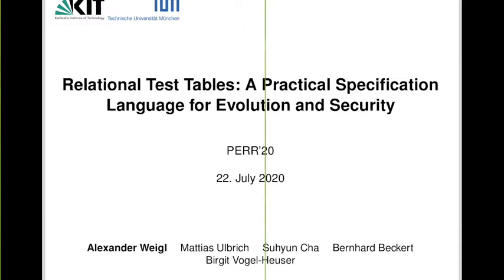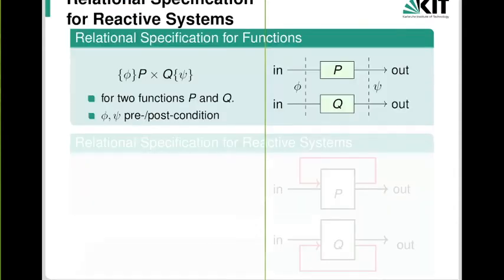And to get into these topics, I want to start with a simple form of relational specification. Let us consider relational specification for pure functions. Here Q and P are functions which map their input values to an output value. On the left, I sketch a proof obligation as a Hoare triple. Phi is the relational precondition which describes the relation between the input values of P and Q. In contrast, psi is the relational postcondition, which describes the relation of the output values after the invocation of P and Q.